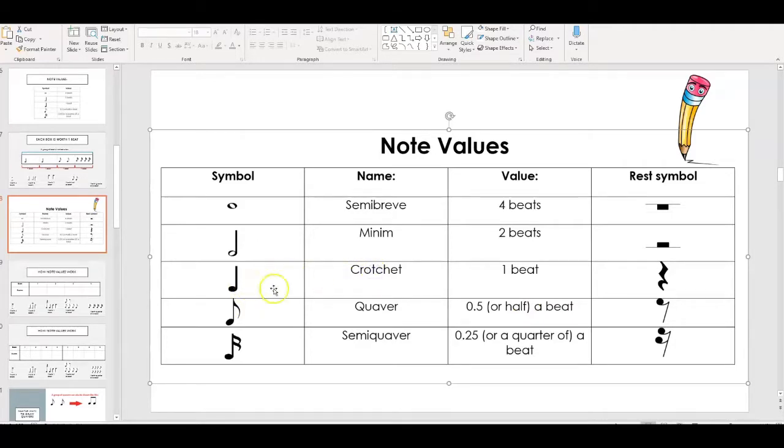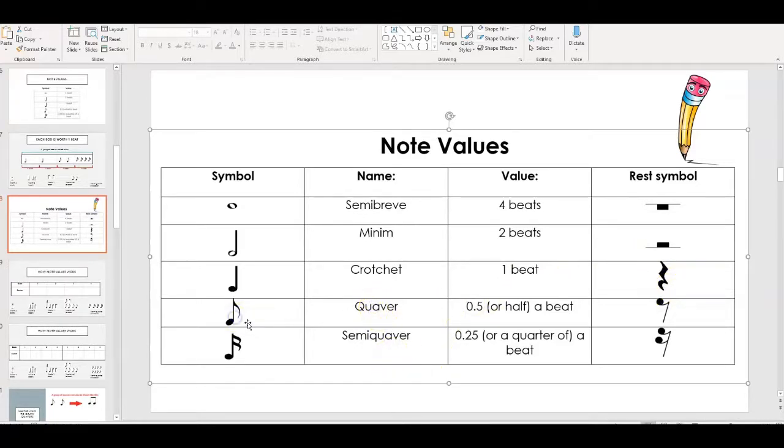Then we move on to the crotchet. The crotchet is very similar to the minim, except it's also colored in. It's worth 1 beat. Its rest symbol looks like this. It's very different from the others. I like to think it looks like a Z, and then this funny C. Now remember this note on the left, the crotchet, is going to tell you to play 1 note per beat. 1, 1, 1, 1. And this note over here is a crotchet rest, and it tells you not to play for 1 beat.